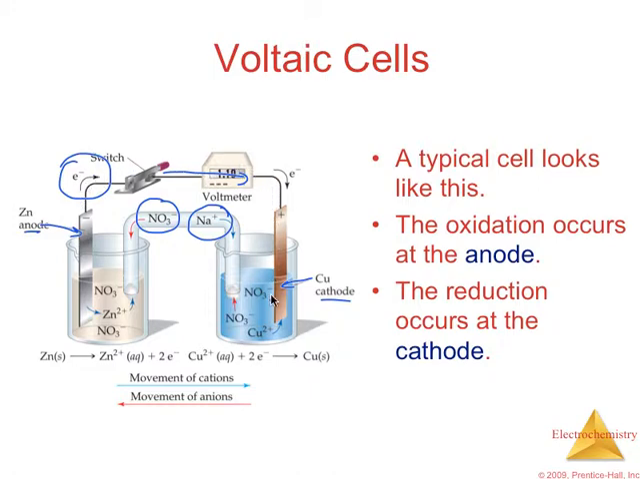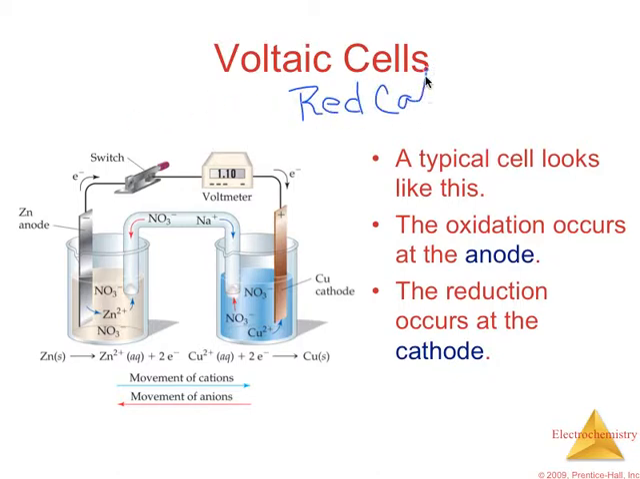The negative electrons travel this way. That means the anions are going to travel this way to complete the circuit, and the positive cations actually travel in the reverse direction. Sometimes it's difficult to remember where the oxidation and the reduction occurs. We remember red cat and an ox. Anode, oxidation, reduction at the cathode. For a voltaic cell, the cathode is represented with a plus sign. For the anode, it is a negative sign, and you'll see those here.